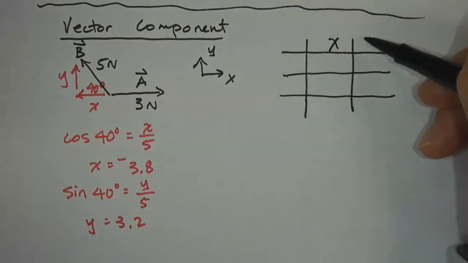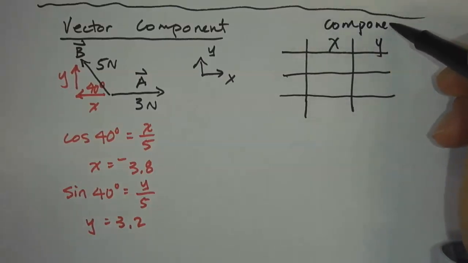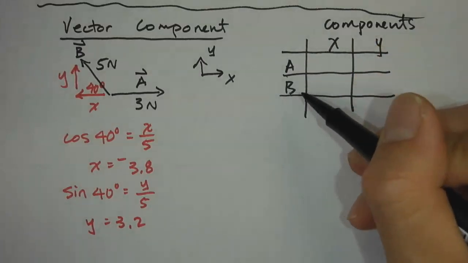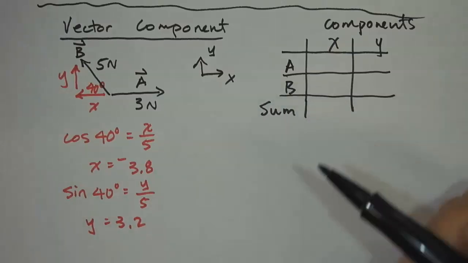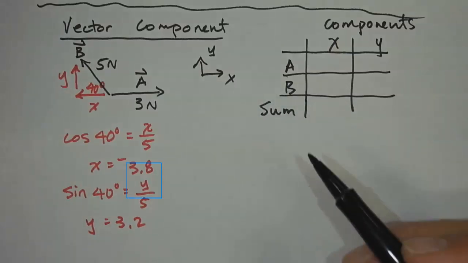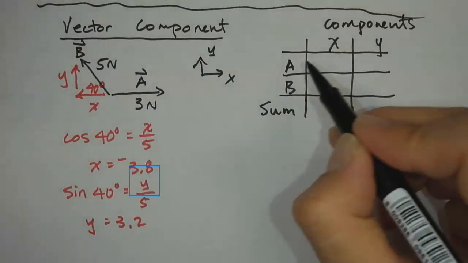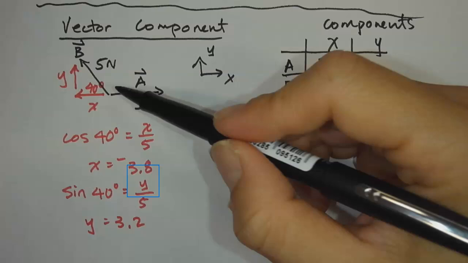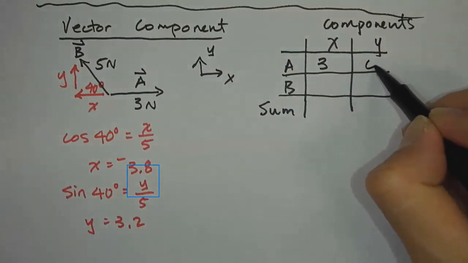And I'm going to have my x component, my y component. So these are my components. And this is my vector A, vector B, and this is my resultant, or I'm going to call it the sum. Okay, the resultant is just the sum of these vectors. So let's start with A. A has a positive 3 newton vector to the right, and there are no components vertically, so it's just going to be 0.